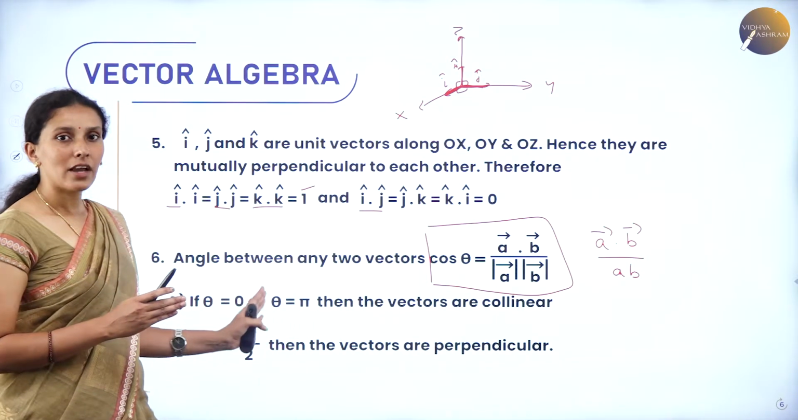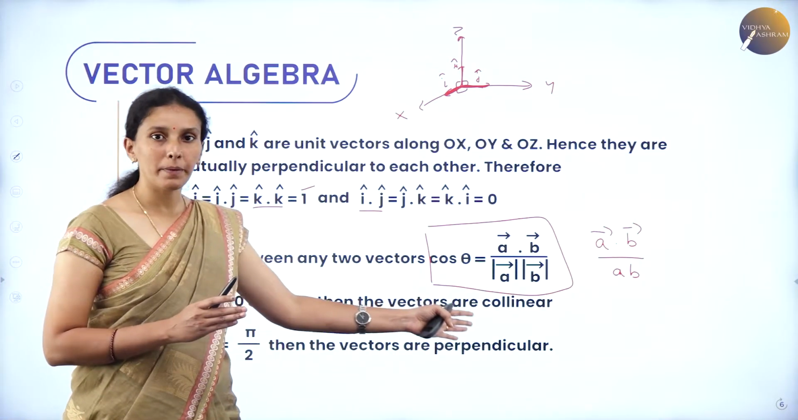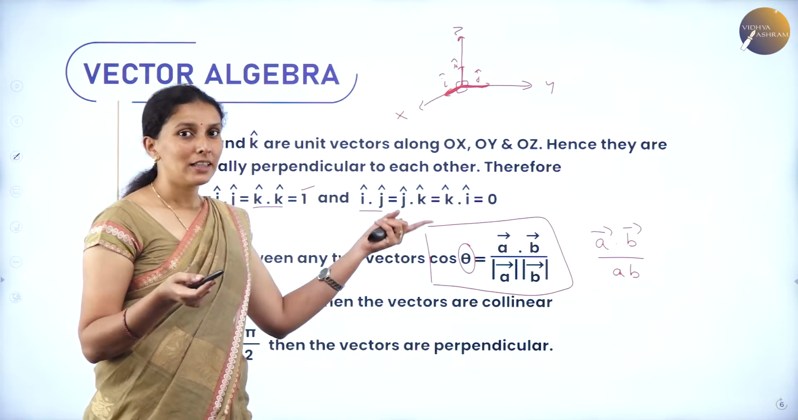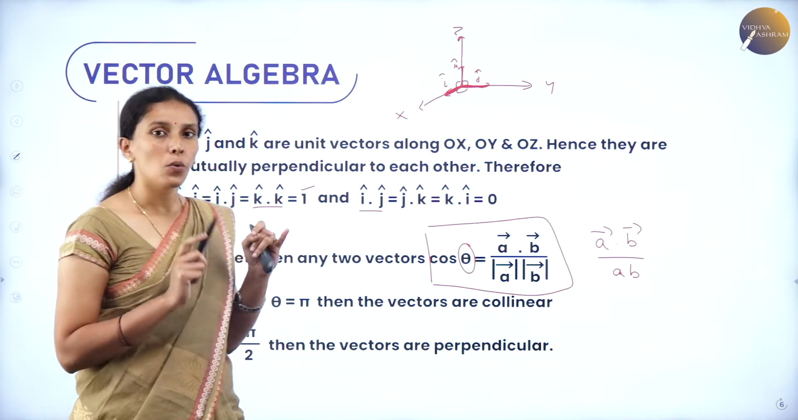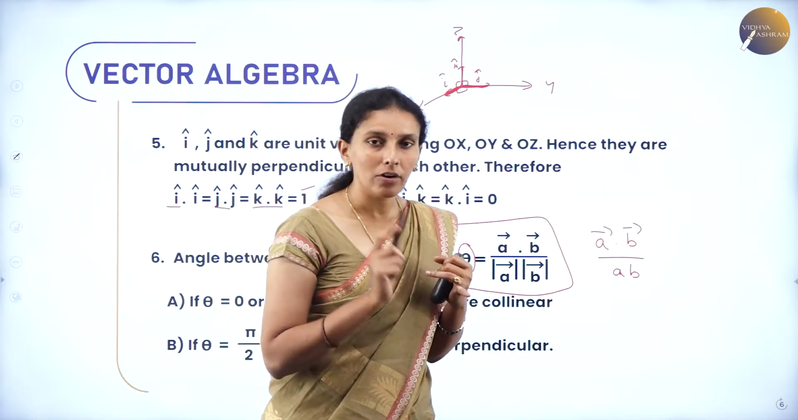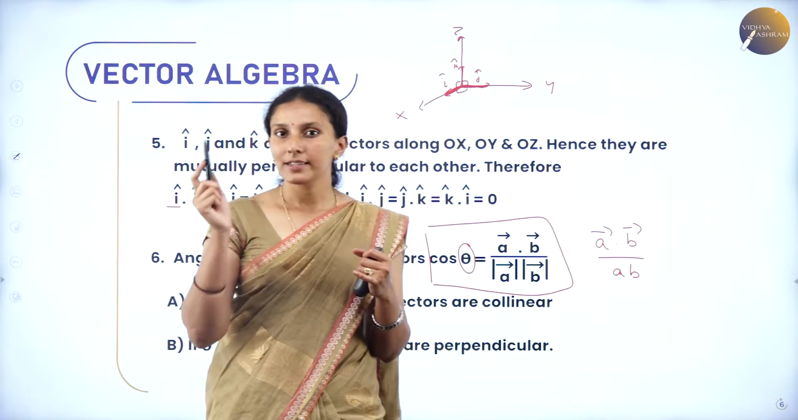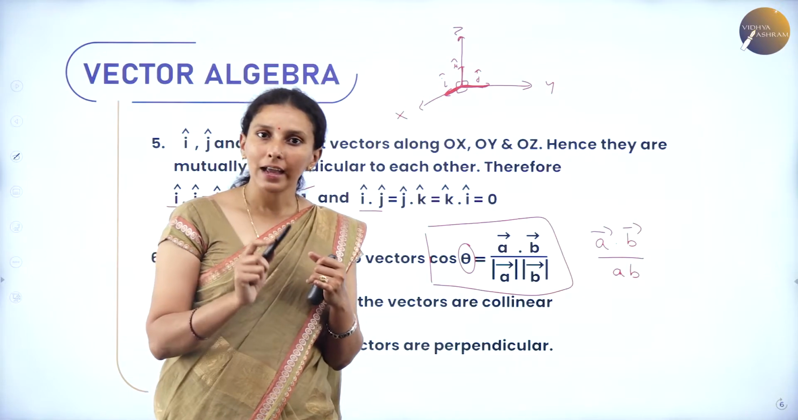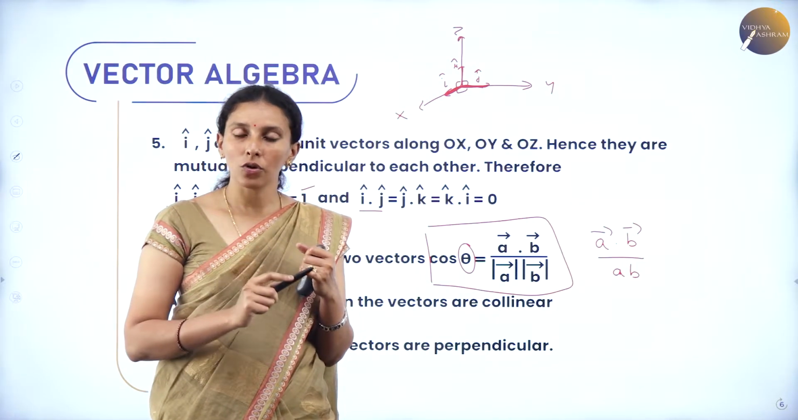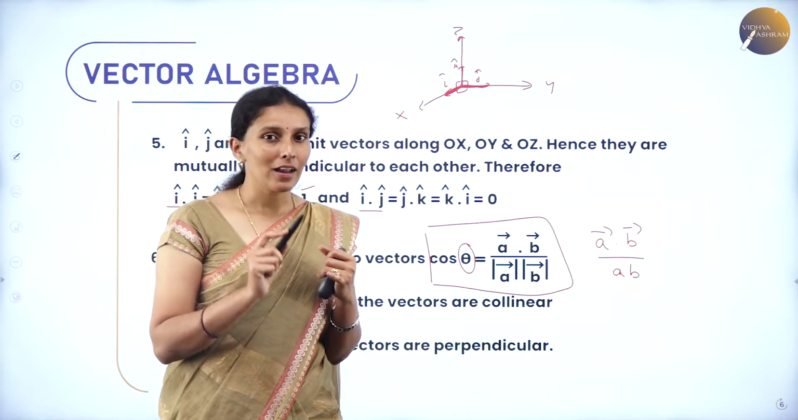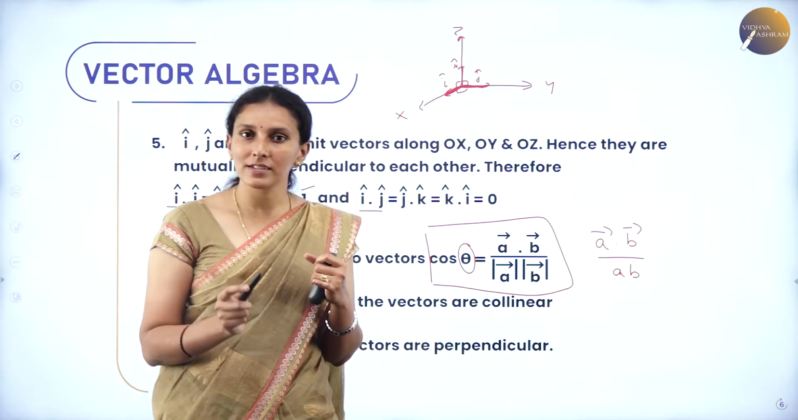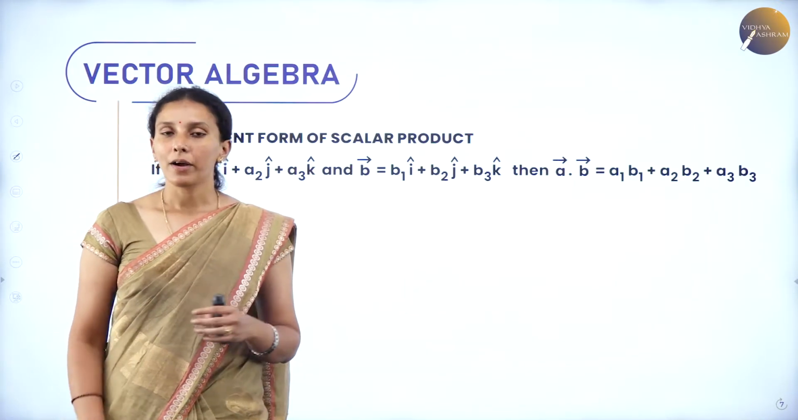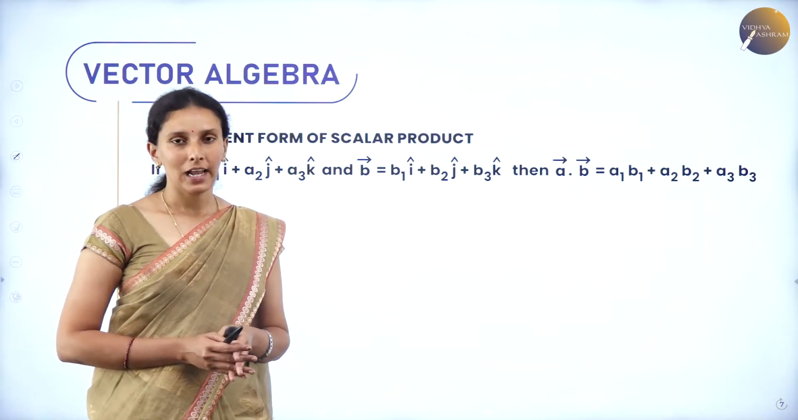Now again, if theta is equal to pi by 2, then the vectors are perpendicular. If we get the value of theta as pi by 2, that means the vectors are perpendicular. Thus, what we can conclude, if a dot b is 0, then we can say the vectors are perpendicular. If the angle between them is pi by 2, then that is also nothing but they are perpendicular. If the angle between them is 0, then we can say the two vectors are collinear.